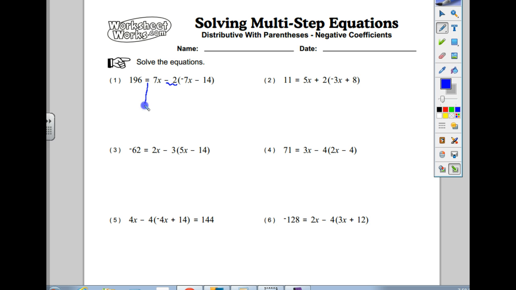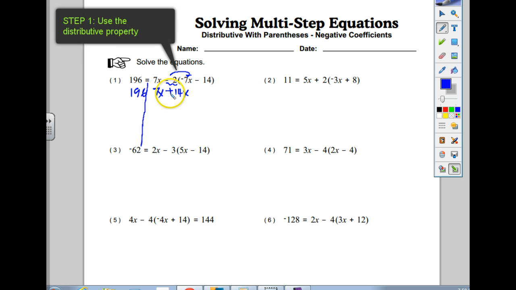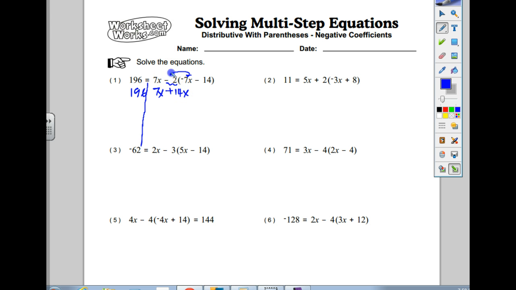Those of you who still struggle with which side of the equation to put things, so 196 is over here, and then we have 7x. Now I'm going to distribute negative 2 times negative 7. That'll be a positive 14x. Again, a negative times a negative will give us a positive. Then we do negative 2 times negative 14, and that will be a positive 28.